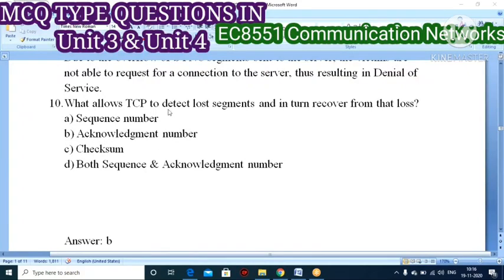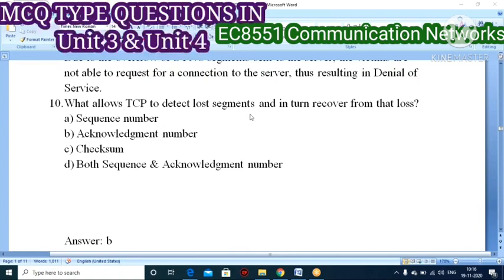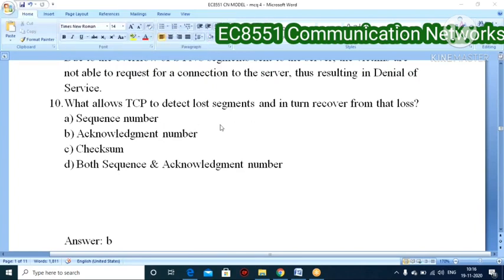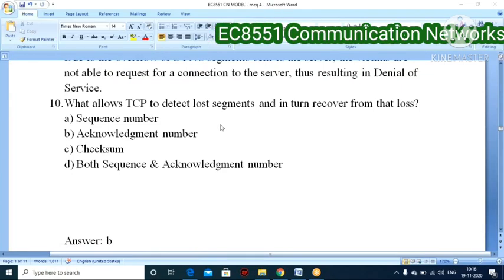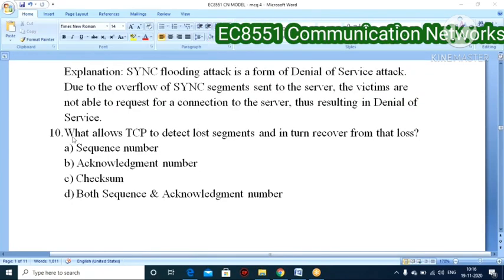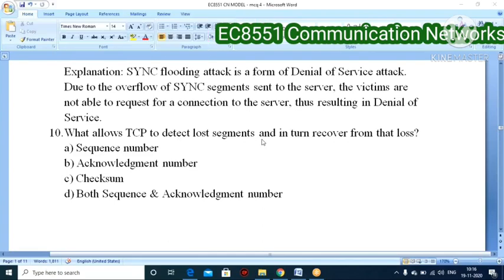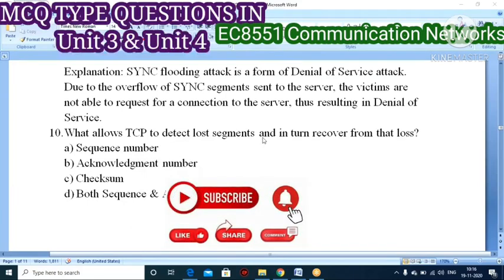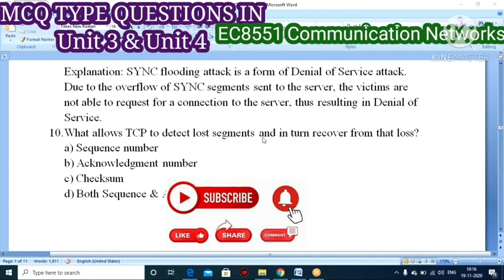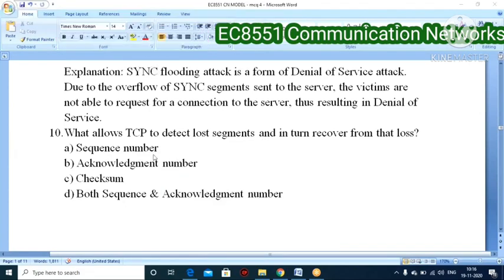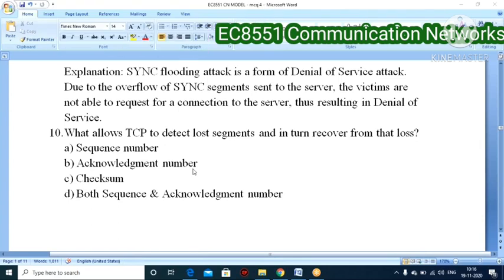What allows TCP to detect lost segment and in turn recover from the loss? Option A sequence number, option B acknowledgement number, option C checksum, option D both sequence and acknowledgement number. Okay, what allows TCP to detect lost segment and in turn recover from that loss?